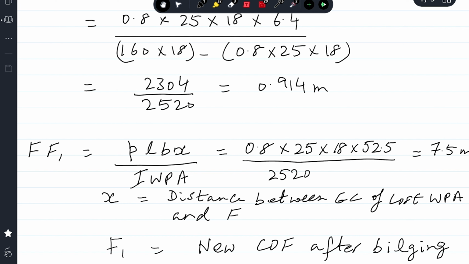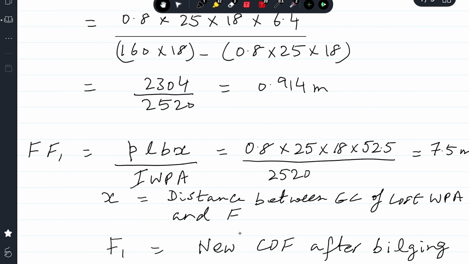You can do it many ways. You can take moments from the aft perpendicular and you will get the new center of flotation from aft perpendicular, LCF1, or you can do it the way I have done. It will give how much the center of flotation has shifted towards aft from F to F1. So 0.8 is the permeability, 80%. Length of the hole is 25 meter. Breadth of the hole is 18 meter. This is the area lost.